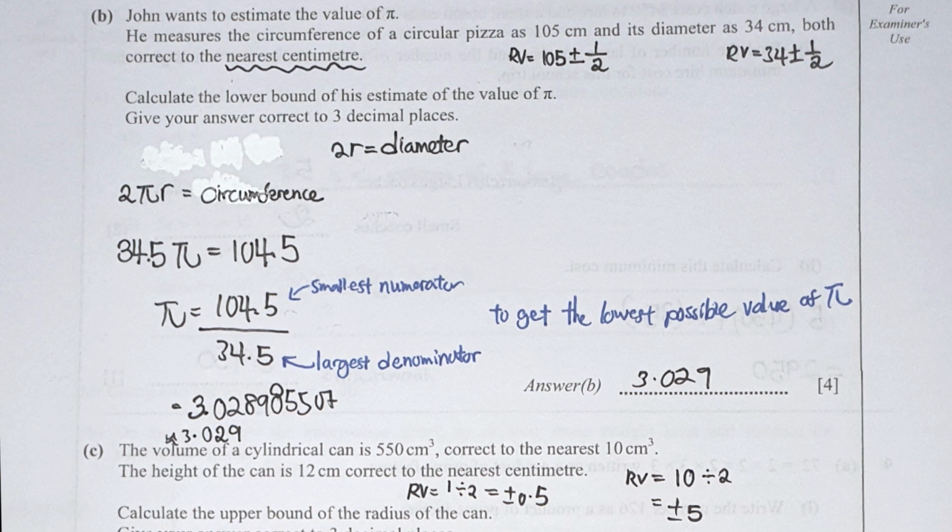So your circumference needs to be lower, and then the denominator needs to be higher so that you can get the smallest possible outcome. So it'll be 104.5 divided by 34.5. Then you will get your final results as 3.029, as the question mentioned 3 decimal places.